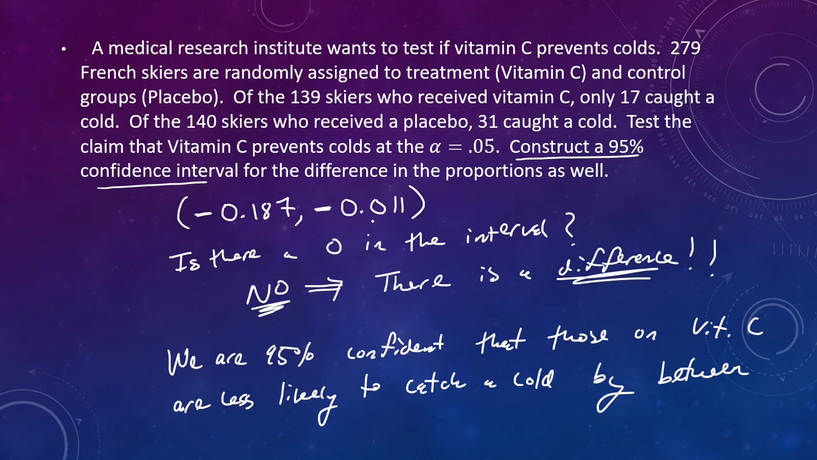and we'll convert these to percentages. The first one is equivalent to 1.1%, and the second one is equivalent to 18.7%. Now, we never use negatives in real life because the phrase less than implies that these numbers are negative. So we are 95% confident that those on vitamin C are less likely to catch a cold by between 1.1% and 18.7%.